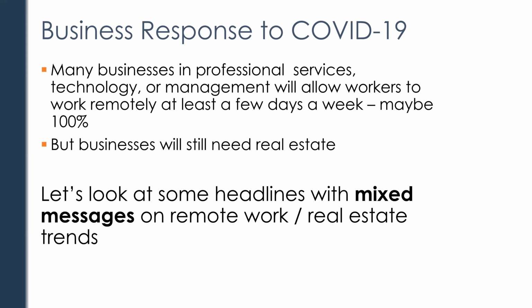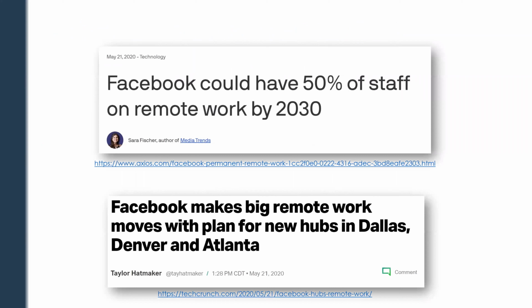So we'll go through a couple of these and then get back to modeling here. There's a couple of Facebook ones in here. On May 21st last year, Facebook had a big announcement. They were going to say they could have 50% of their staff on remote work by 2030. At the same time, they were mentioning remote hubs in Dallas, Denver, and Atlanta, kind of a smaller office footprint. Right, so that's what Facebook was thinking about in May.